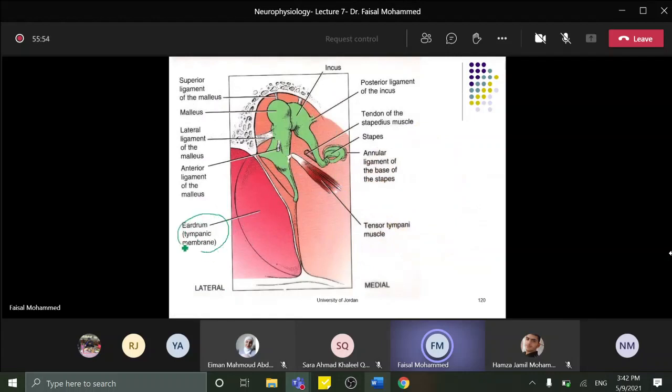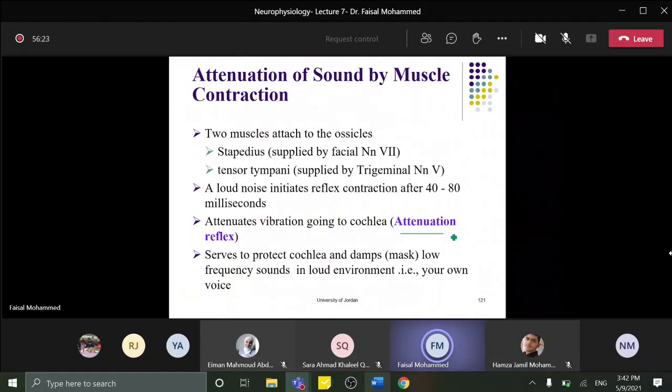This is the eardrum or tympanic membrane. These are the three ossicles. This is the tensor tympani, attached to the malleus, and it pulls the tympanic membrane. And this is the stapedius. Stapedius is supplied by facial nerve number 7 and tensor tympani by cranial nerve number 5. What is their function? We said the attenuation reflex. They protect the cochlea and damp it from very loud voice. A loud sound initiates this reflex. We said the tensor tympani is supplied by the trigeminal nerve and the stapedius by the facial nerve.